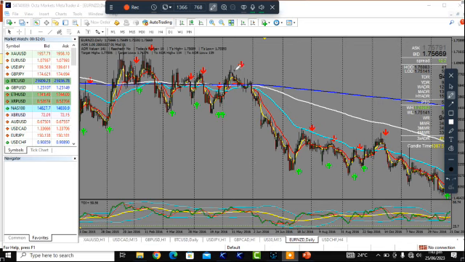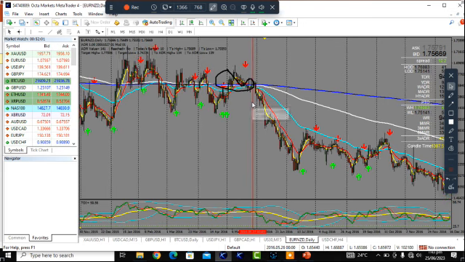Now if for example you want to enter your position here, now what happened? Let me show you what happened. Look at this point here. At this point here, you see the crossover here. There's a crossover around here, which simply indicates that it is a perfect entry position.